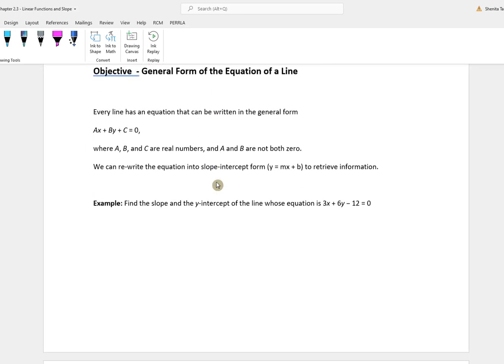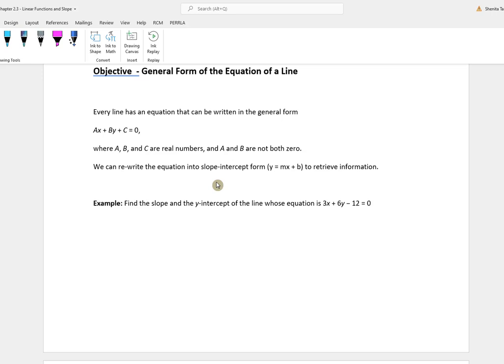Alright, so now we're going to talk about the general form of the equation of a line. The general form is ax plus by plus c is equal to 0. A and b are real numbers. And you can rewrite the equation in slope-intercept form to retrieve information. So we're going to find the slope and y-intercept of this line. 3x plus 6y minus 12 is equal to 0.